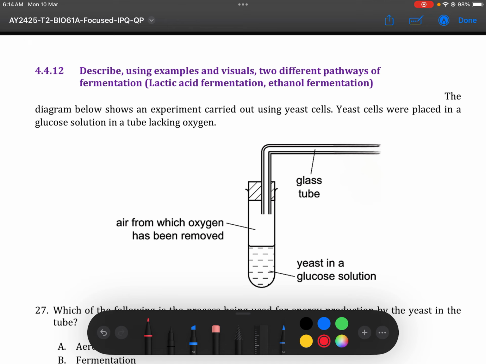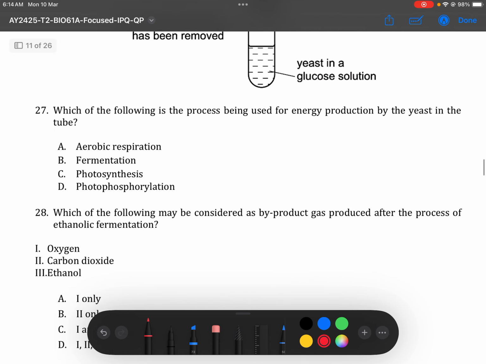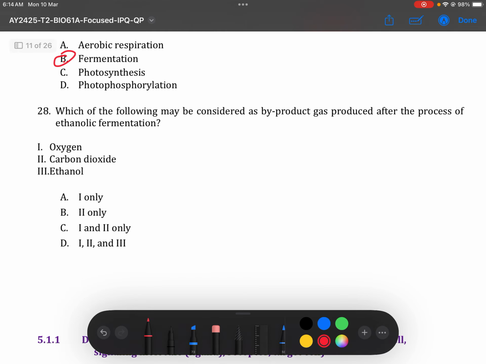4.4.2, describe using examples and visuals 2 different pathways of the fermentation, lactic acid and ethanolic fermentation, the 2 different pathways that take place. Which of the following is the process being used for energy production in the yeast? Of course, this is fermentation. And which of the following can be considered as a byproduct of the process of ethanolic fermentation? So it should be 2 and 3, but there is no 2 and 3 given, so we will go for only 2. Thanks a lot for this.